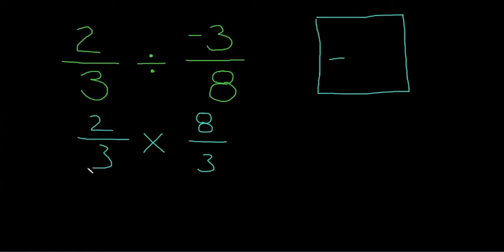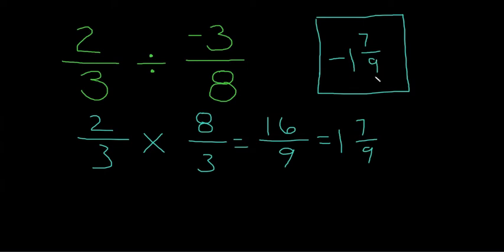My diagonals can't do anything. It's going to multiply straight across. 2 times 8 is 16. 3 times 3 is 9. That's an improper fraction. Let's go ahead and convert it back. 2 9s is 18, so 1 whole, and I have 7 left over. Keep the same denominator. So my answer is negative 1 and 7/9.